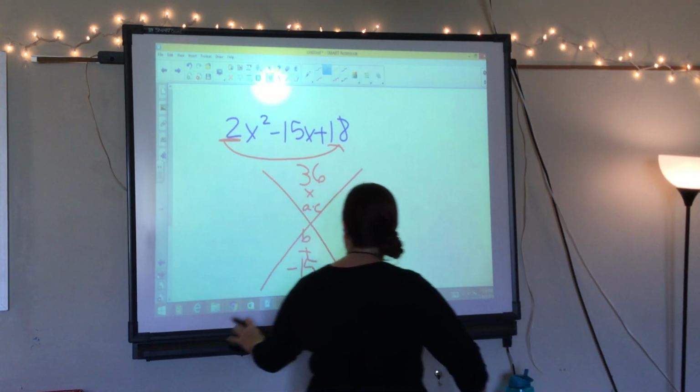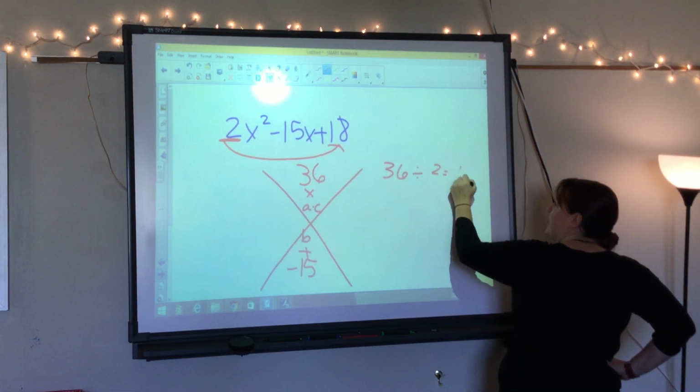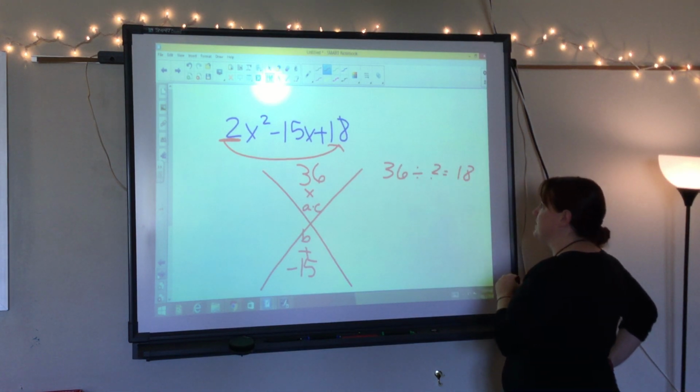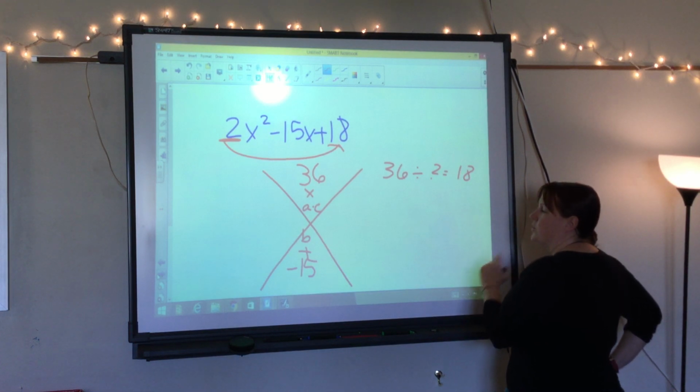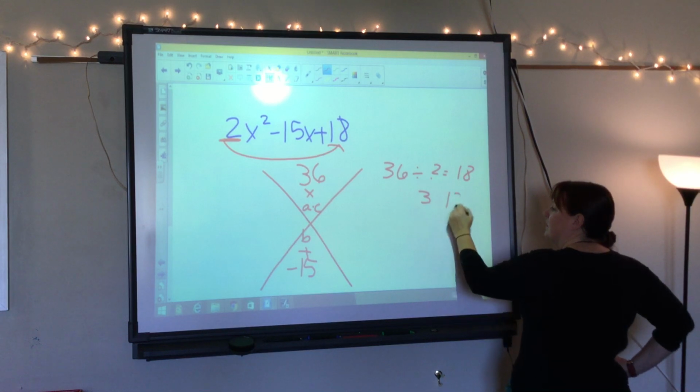Okay, so let's work it out. 36 divided by 2 is 18, so we have 18 and 2. That doesn't work. What about 3 and 12, right? 36 divided by 3 is 12. Oh, that's right.